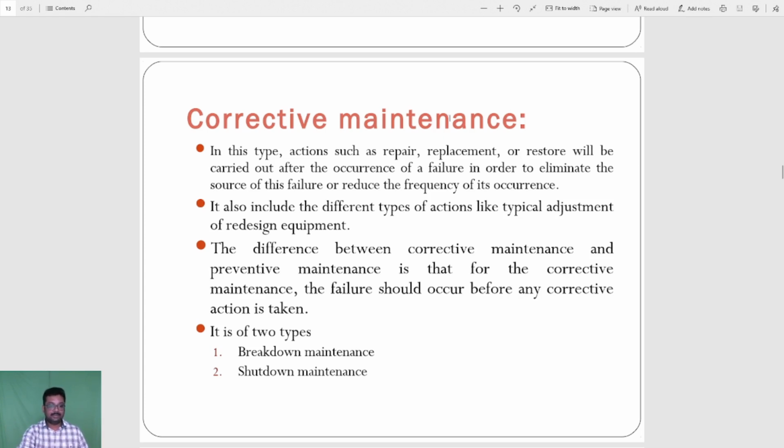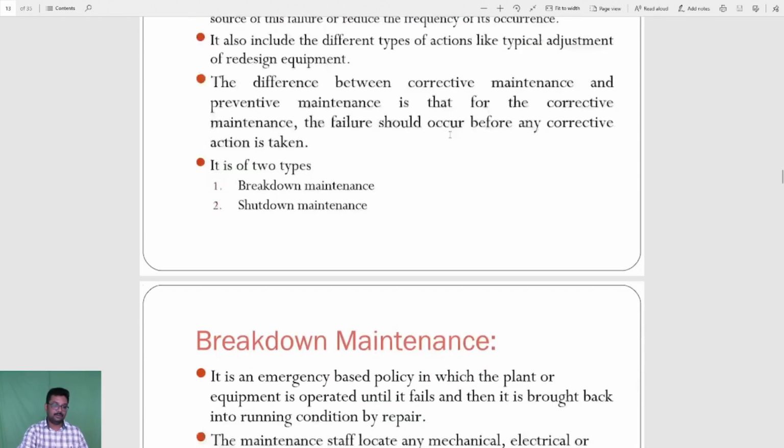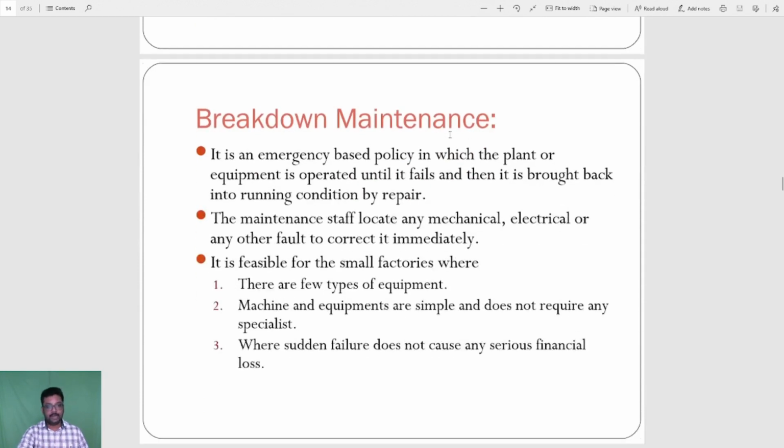Then this corrective maintenance is classified further into two types: one is breakdown, another one is shutdown. Breakdown maintenance means that if a breakdown happens, we do the maintenance. It may differ between mechanical and electrical faults, but it is handled immediately, because in the plant itself we have our own electrician as well as mechanic. So easily they will control everything.